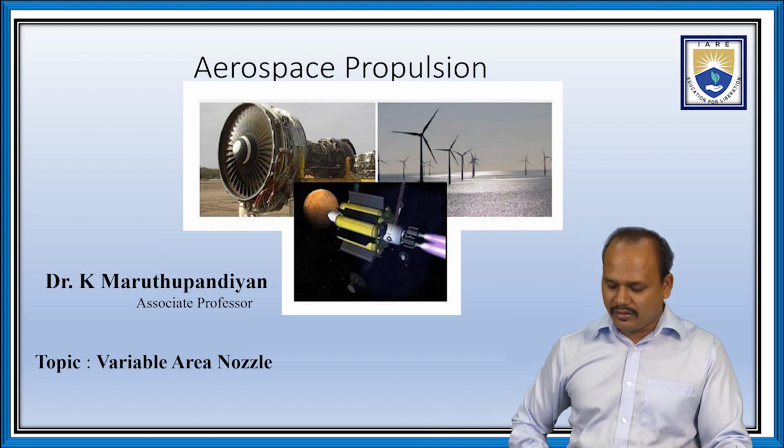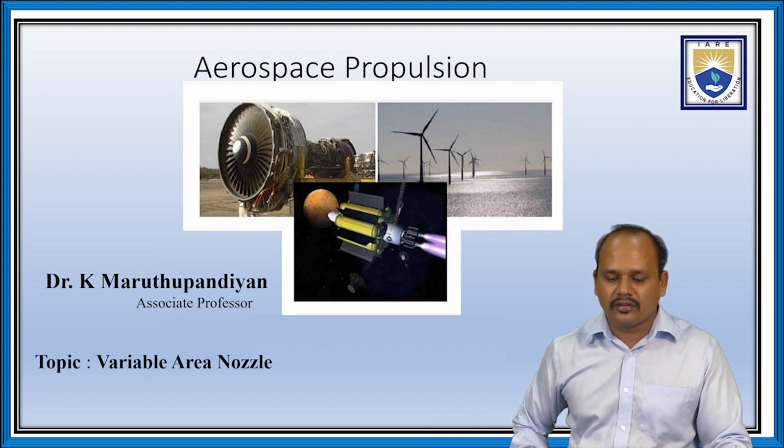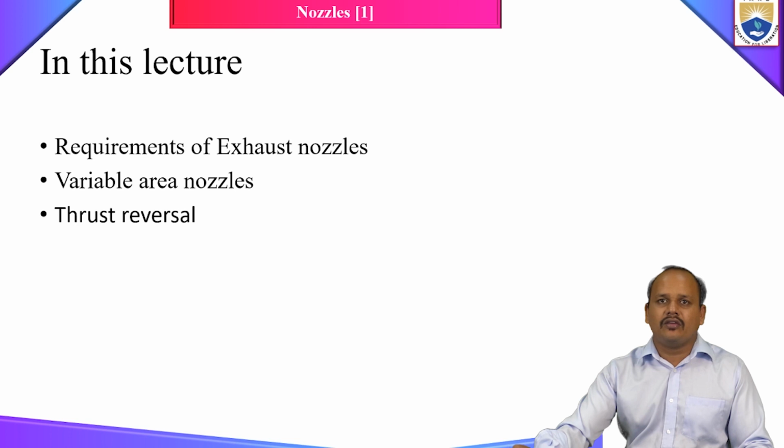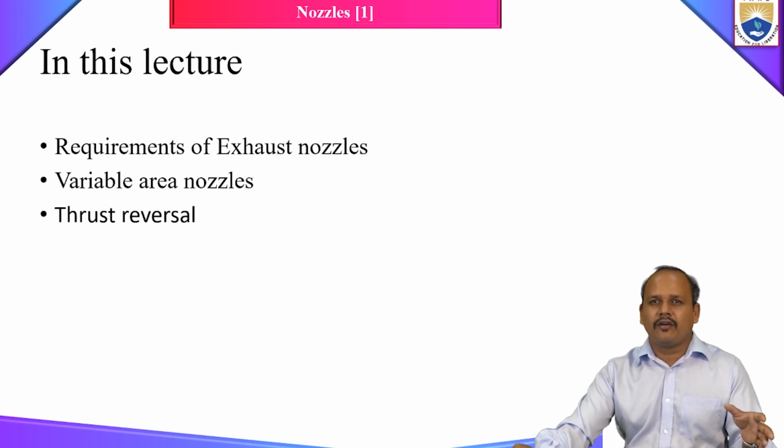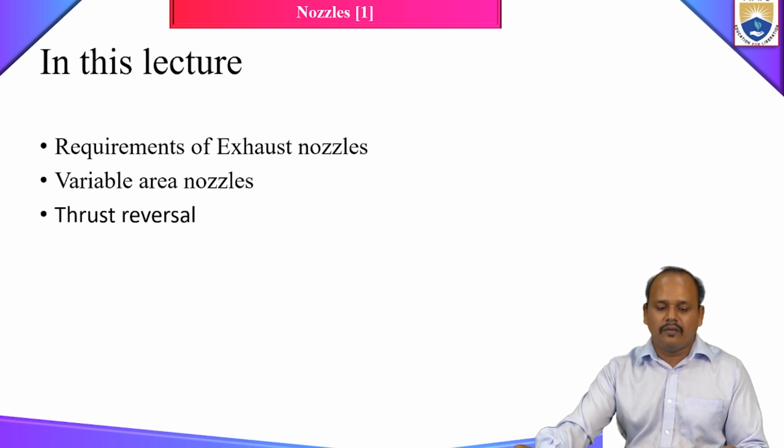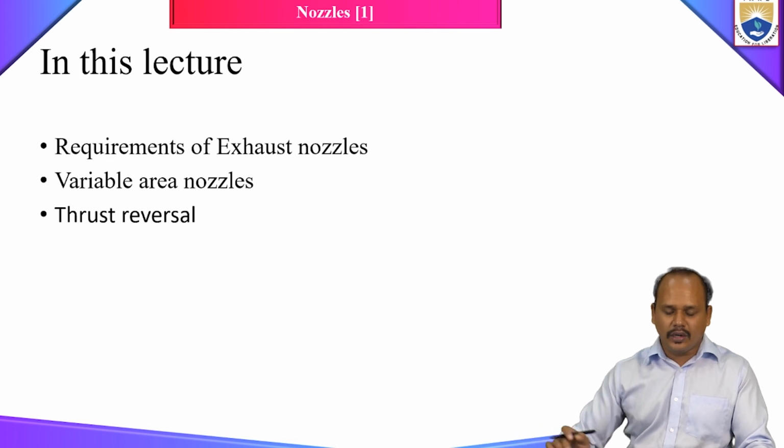In today's lecture, we are going to discuss something about the variable area nozzle. Before seeing this variable area nozzle, first of all, we are going to see what are the basic requirements of an exhaust nozzle. And then we are going to see what is this variable area nozzle and what is the need for it. And then we are going to see, at the end, something called thrust reversal. What is the need for thrust reversal? How do we achieve thrust reversal in our jet engine aircraft and in the propeller aircraft? We are going to discuss this in today's lecture.